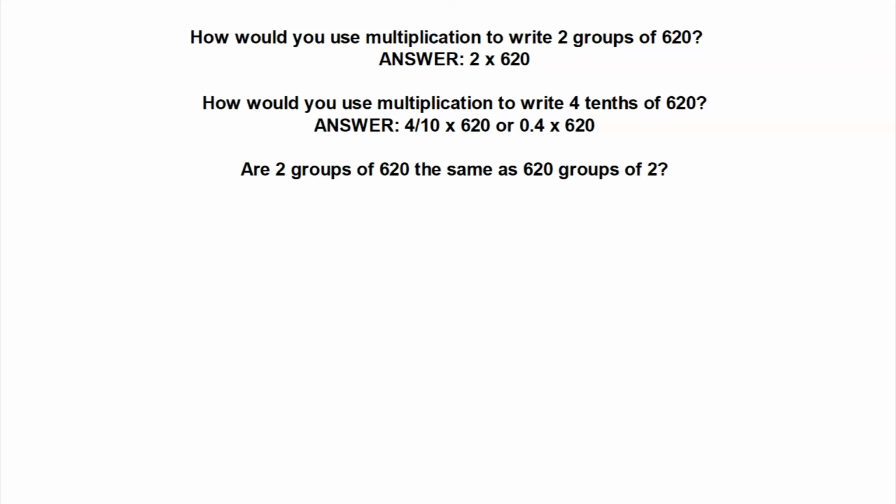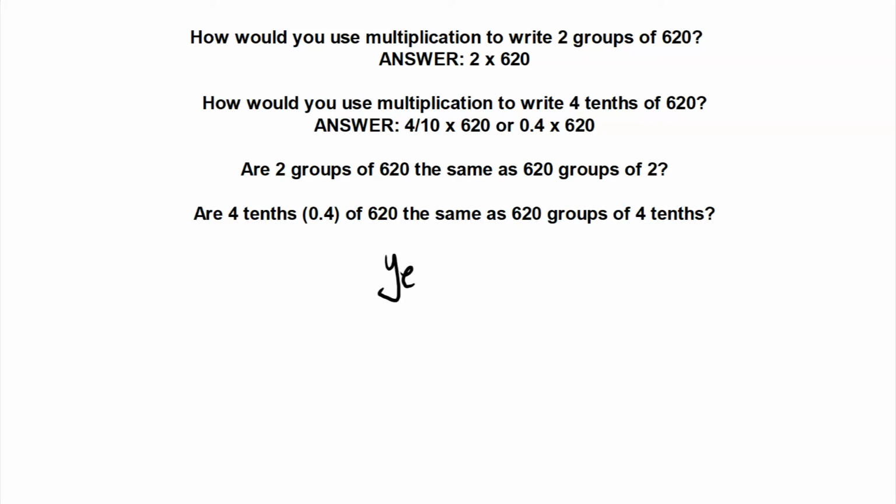Now, are two groups of 620 the same as 620 groups of 2? Are 4/10 of 620 the same as 620 groups of 4/10? The answer in both cases is most definitely yes. It doesn't matter what order you do multiplication in, whether you do 3 times 4 or 4 times 3, they both equal 12.